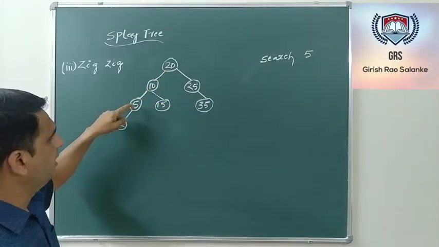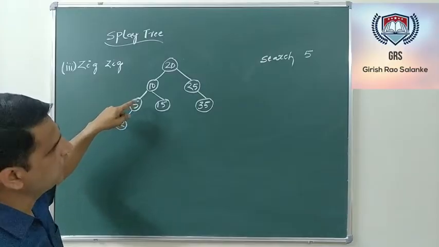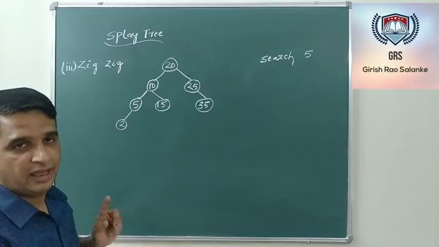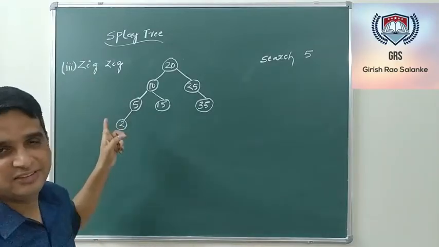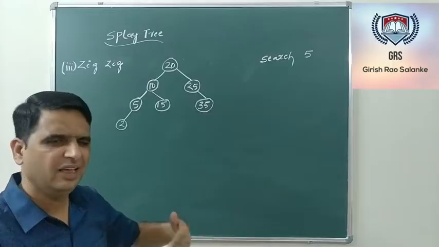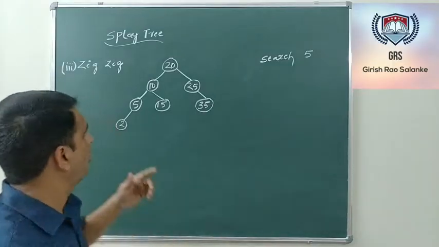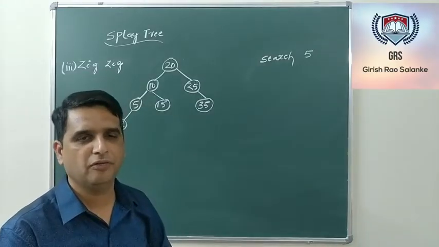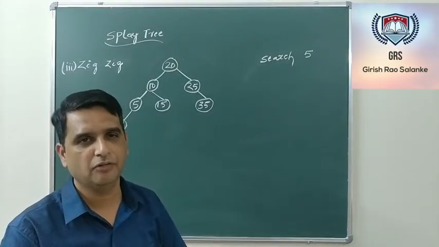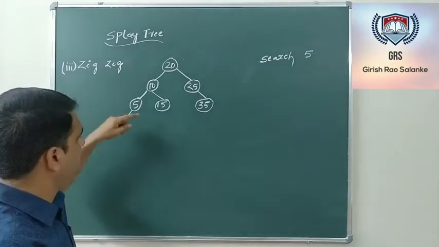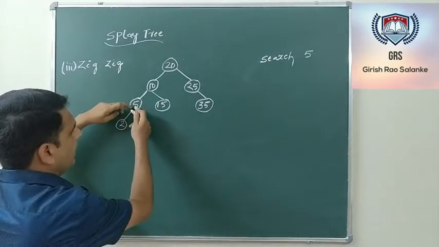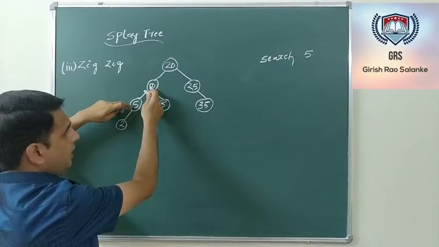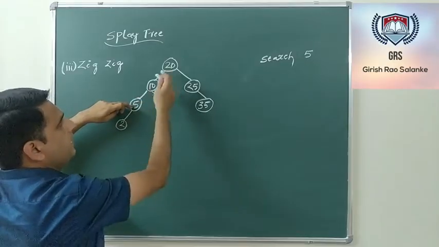Note that when the node to be searched has a parent and 5 has a grandparent, then we are supposed to use this zig-zig rotation, or there is a similar one, the zag-zag rotation. Zig-zig means you need to perform right rotation twice with respect to the grandparent of 5. So 5's parent is 10, and 5's grandparent is 20.